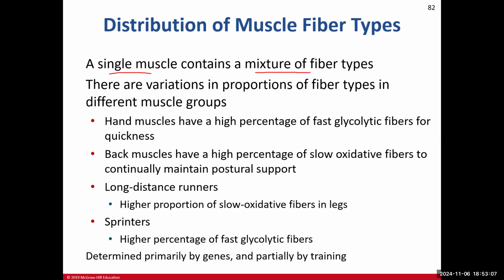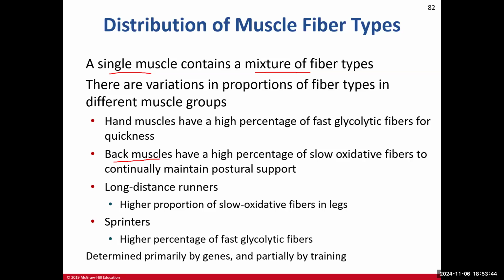And again, it depends on, for example, the examples that we give up here: hand muscles are going to have the fast glycolytic fibers. Why? For quickness. We don't need the slow oxidative because they're not going to be performing sustained contractions. But you sure better believe you want the slow oxidative in your back muscles so they can keep you upright. For most of us, I don't see anybody slumped over in their chairs. So your slow oxidative muscle fibers in your back are doing what they should be doing.